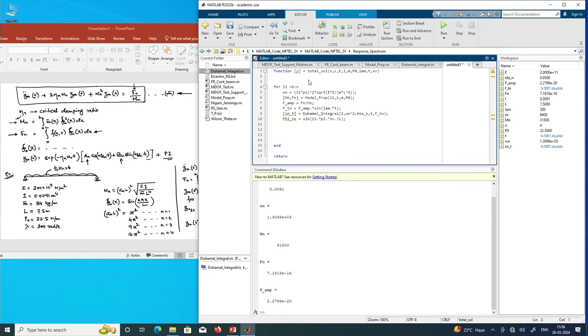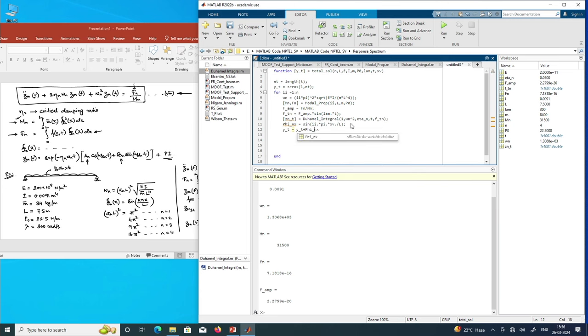So, we initiate the total solution. For that, find out the number of time points, and then y is equal to, or let me define y of t is equal to zeros of 1, nt. So, this is y of t. Now, y of t is equal to y of t plus phi n x star z n t. Then for every mode it will find out this response and then finally we will get y of t.